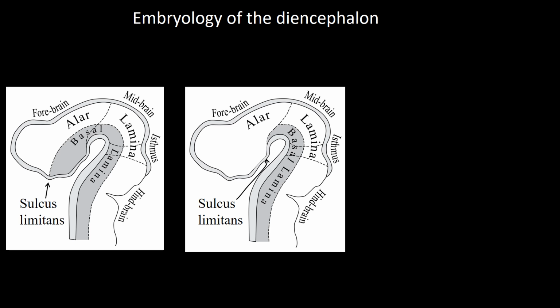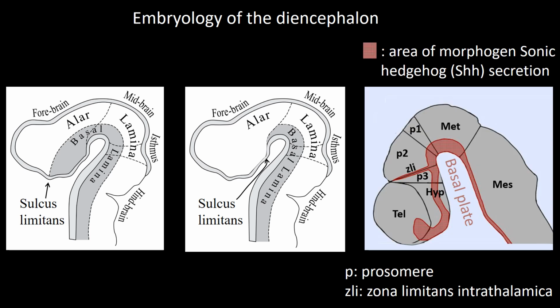Yet more recent studies have cast doubt on this theory and put forward another theory. This theory explains the development of the diencephalon based on the presence of prosomeres, here labeled P1, P2, and P3. Guided by several proteins, but primarily by sonic hedgehog secretion from the ventral region and the zona limitans intrathalamica. These regions are shown in red and demarcated by the dark red lines.